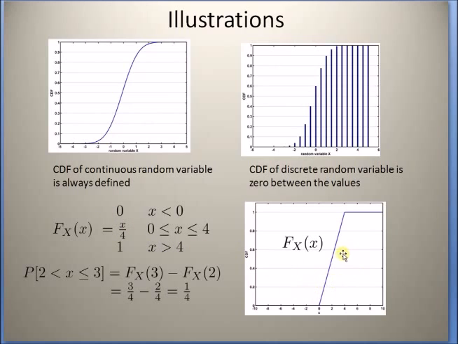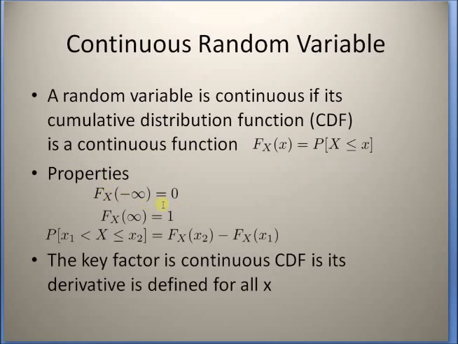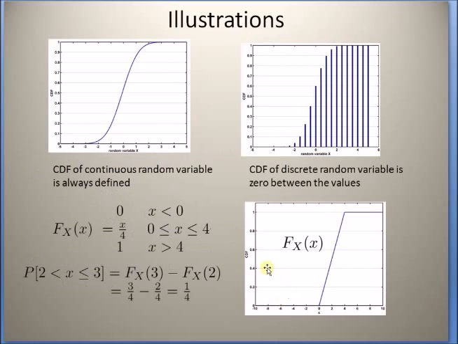CDF of a continuous random variable, which is defined as follows. That is, for values less than 0, it is 0, and for values between 0 and 4, it is equal to x by 4, and it is 1 for all values greater than 4. So from this definition, we can clearly see the three properties of the continuous CDF. That is, the CDF is 0 at minus infinity. So we can clearly see that for values less than 0, the CDF is definitely 0.